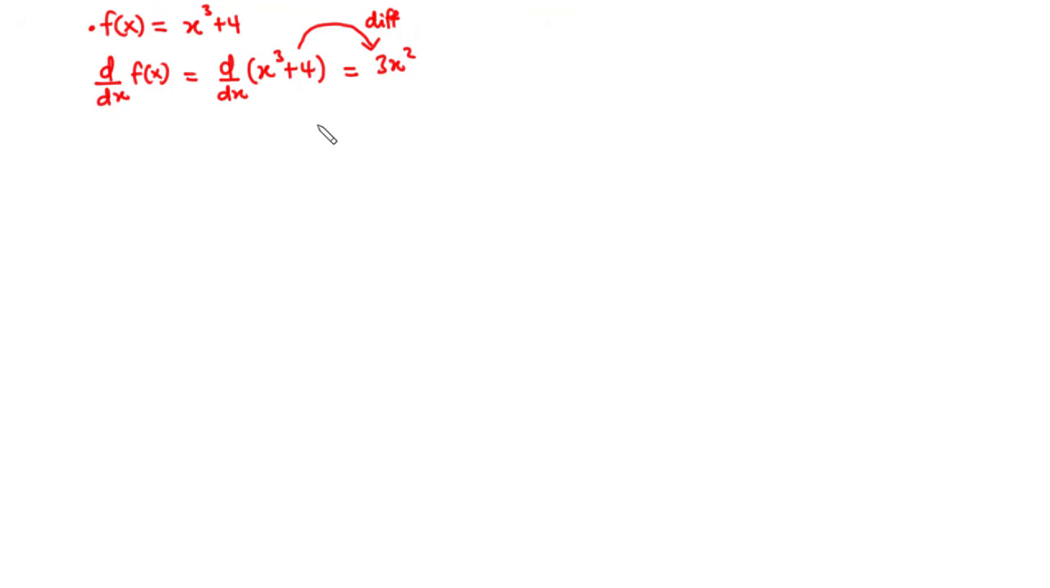So let's start off with this. Let's assume that we have a function f of x, which is equal to x cubed plus 4. Now let's try to differentiate this function. So we have the derivative of f of x with respect to x equals d/dx of x cubed plus 4. Now if we differentiate this function, then we are going to obtain 3x squared. Now 4 is a constant, so it goes to 0. So if you differentiate this function, then you have 3x squared.